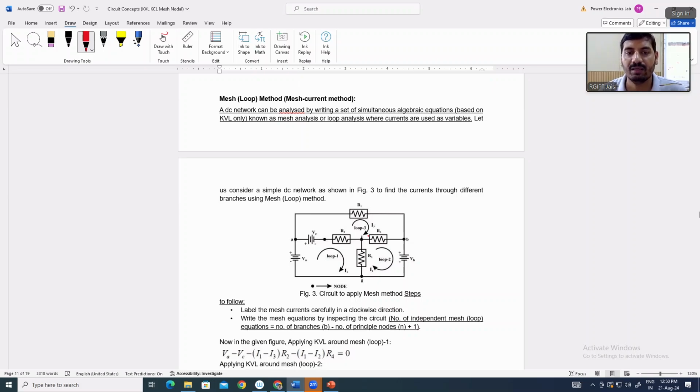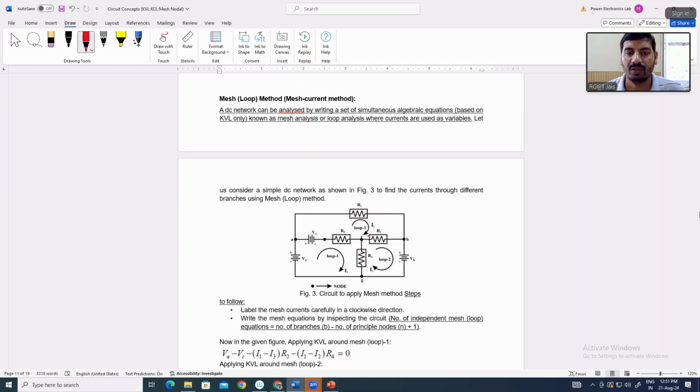We have denoted the current directions in these meshes, and it's better to take the same current direction. If you are taking clockwise direction, please take clockwise only, otherwise you will be confused while writing the KVL equations. To write KVL equations in an easy manner, it's better to take clockwise direction for all loop currents. For loop currents I1, I2 and I3, you can see all directions are clockwise.